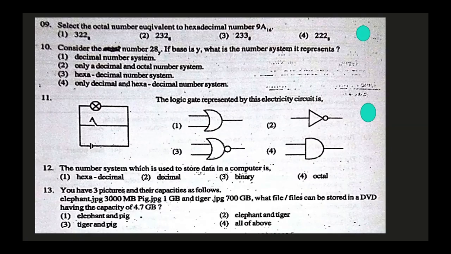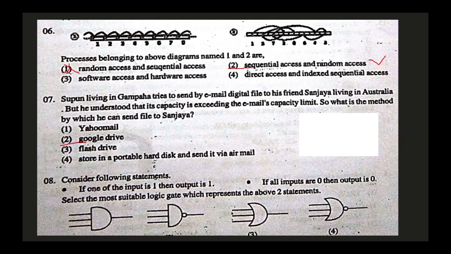Question number 8. Consider the following statement. If one of the inputs is 1, then output is 1. If all inputs are 0, then output is 0. Yes, at this question, if one of the inputs is 1, then output is 1.